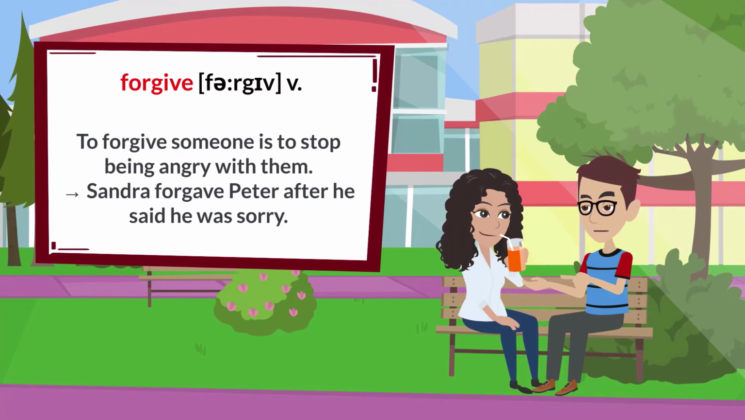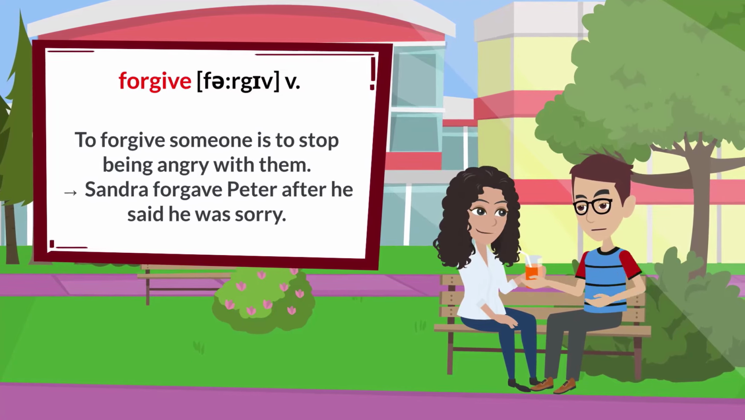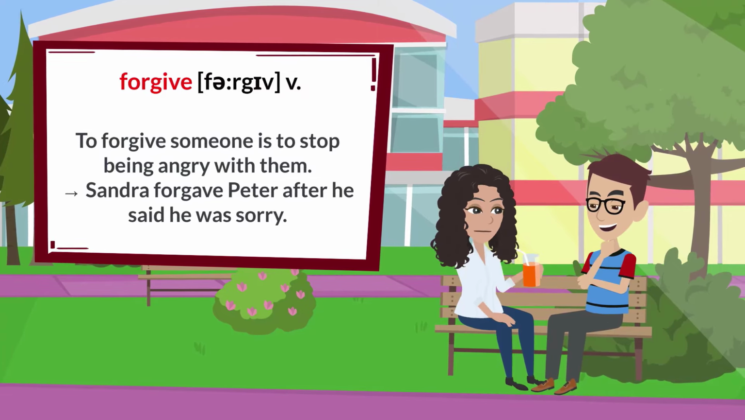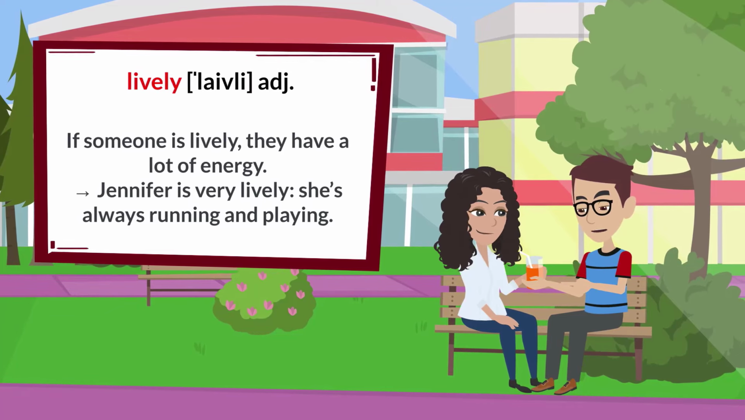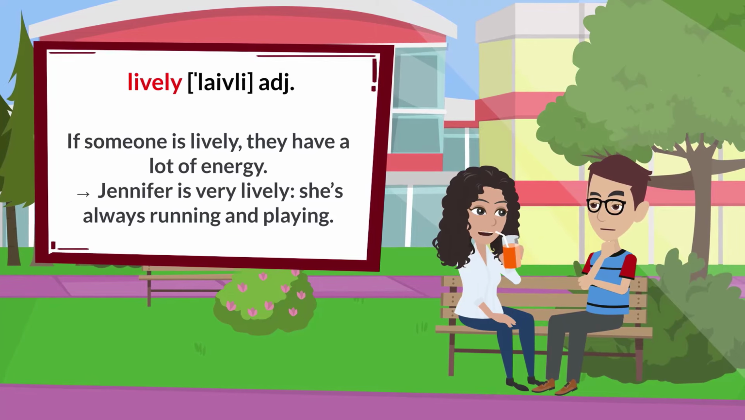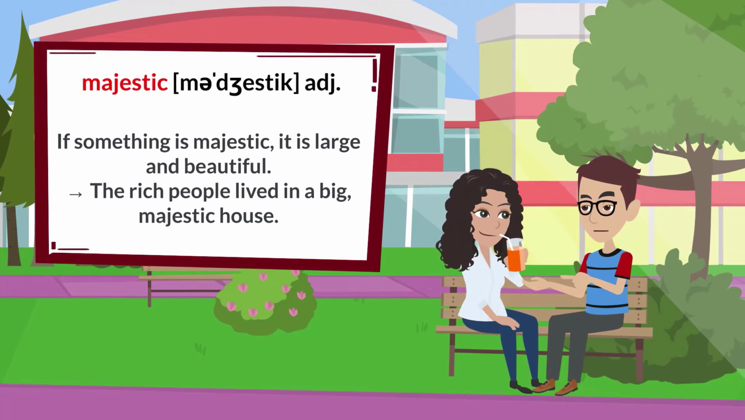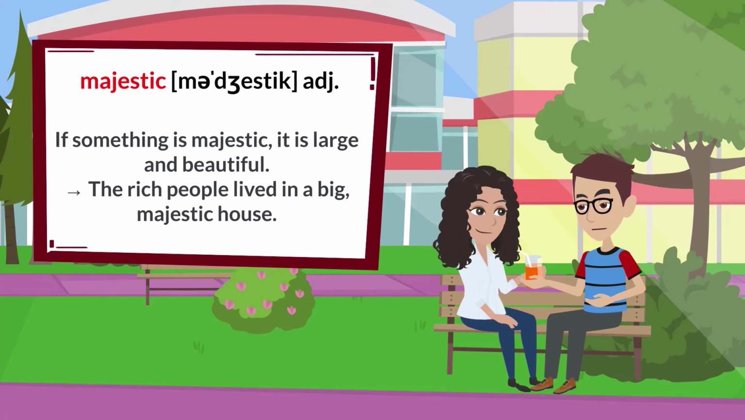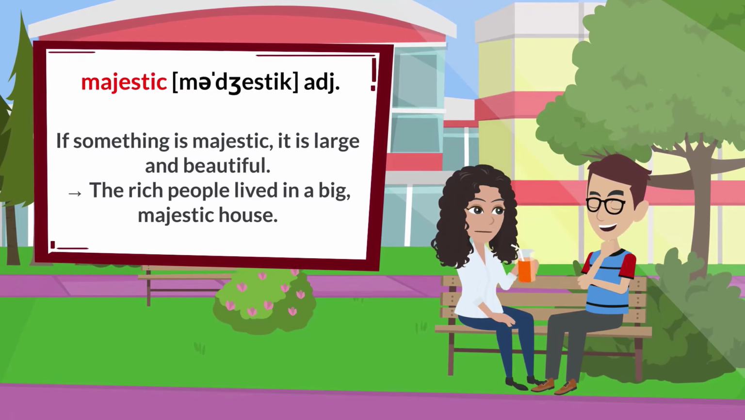Forgive. To forgive someone is to stop being angry with them. Sandra forgave Peter after he said he was sorry. Lively. If someone is lively, they have a lot of energy. Jennifer is very lively. She's always running and playing. Majestic. If something is majestic, it is large and beautiful. The rich people lived in a big, majestic house.